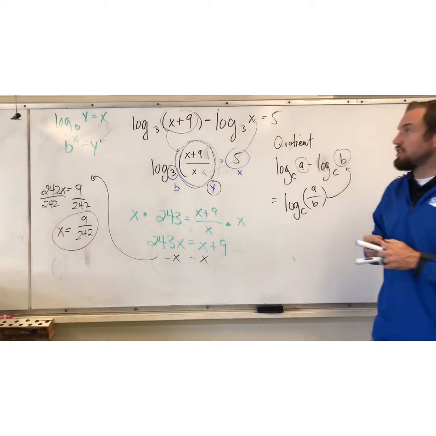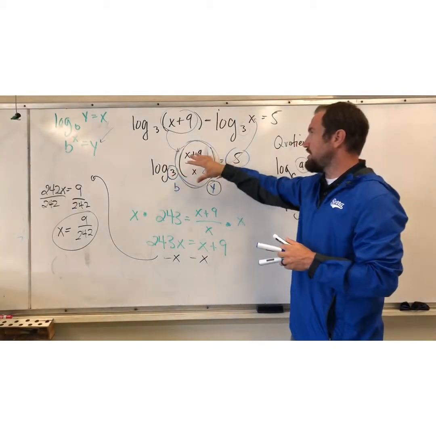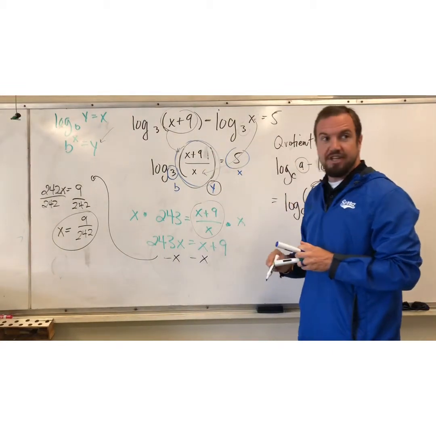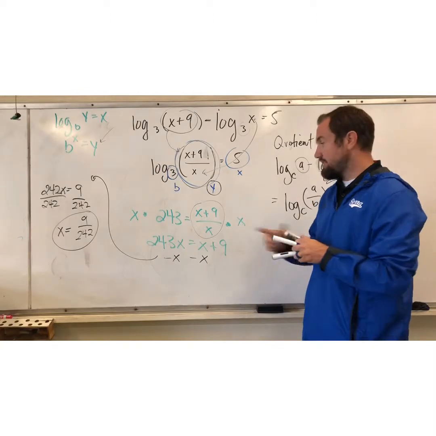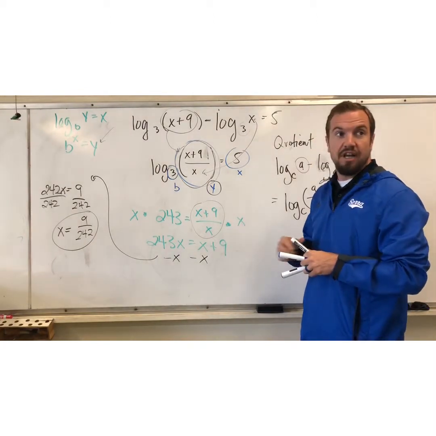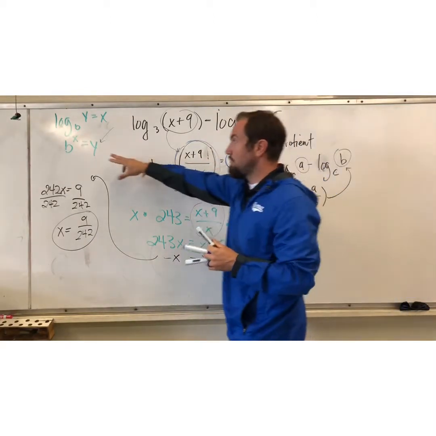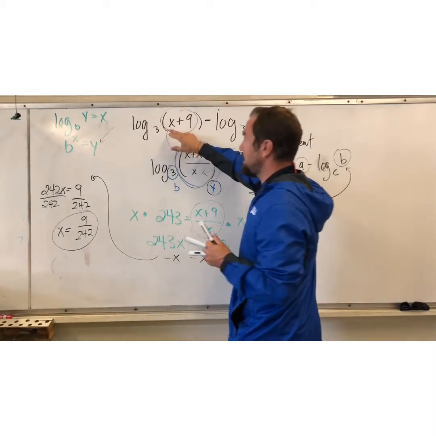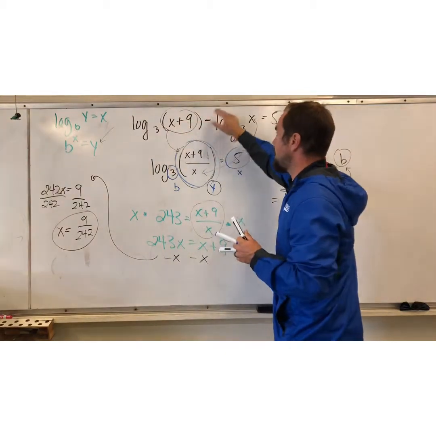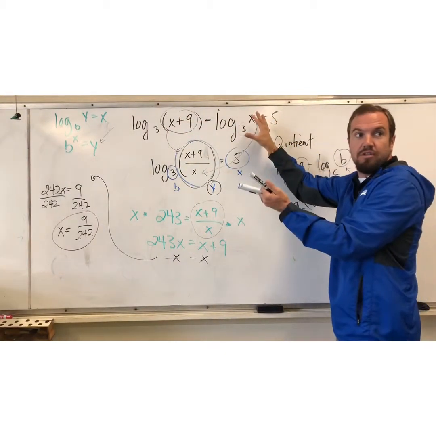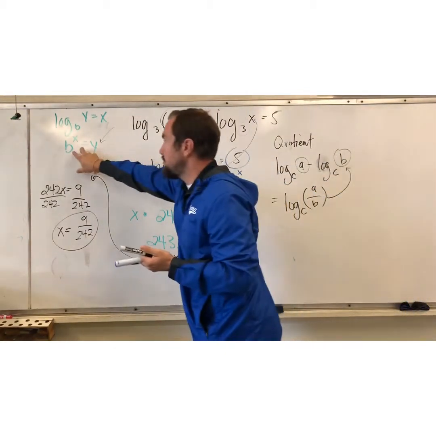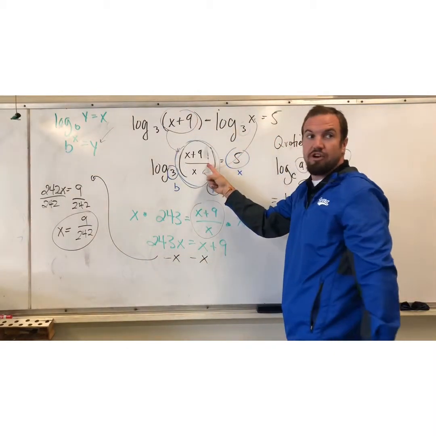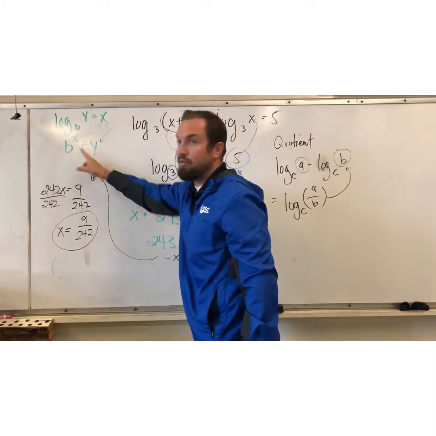Otherwise it would be log 3. There's no way for me to really get this one piece on this side so that I could solve for x. Basically I have log b to the y minus log b to the y. I have two b's and two y's, but by using the quotient property and making it one term, I've been able to just have one b and one y.